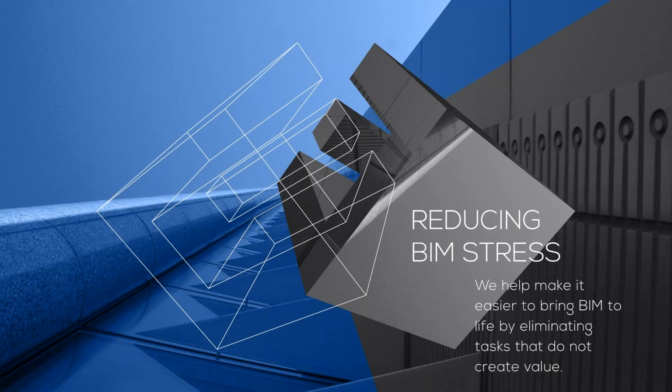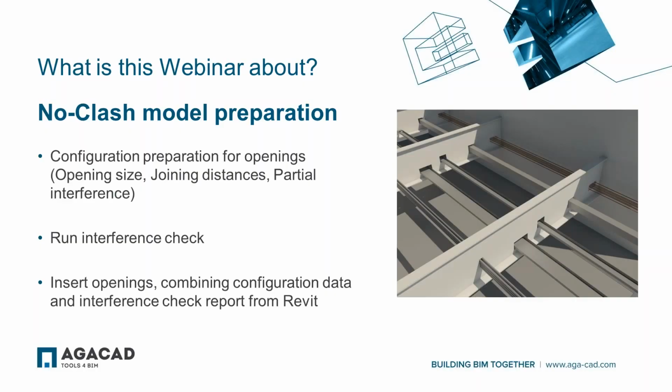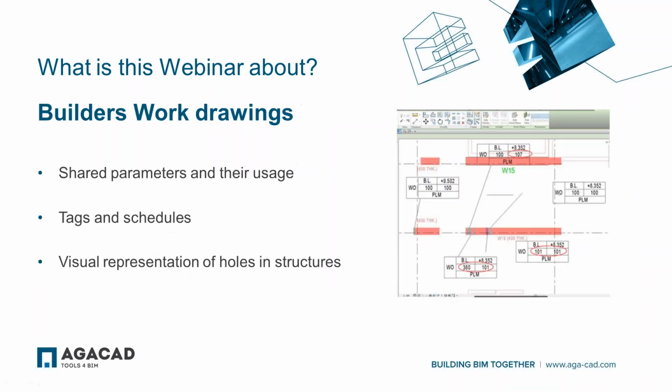So today we will speak about three different topics. The first topic is no clash model preparation. I mean no clash in between MEP and the structural part. Today we will try to go a bit deeper into the configuration of the opening size, joining distances, and partial interference. We will do some interference check inside Revit, and we will insert openings combined by configuration data and the interference check report from Revit.